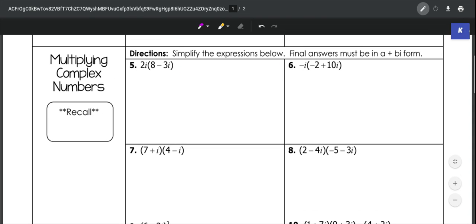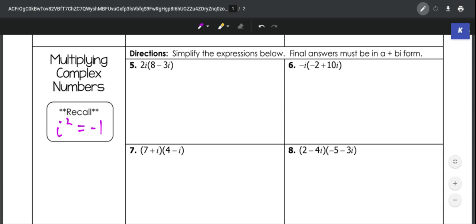Let's look at multiplying complex numbers. So you have to remember this. i squared is equal to negative 1. That's the big thing with imaginary numbers. It is like one of the 10 commandments. i squared is equal to negative 1. That's just one of the big keys to this.